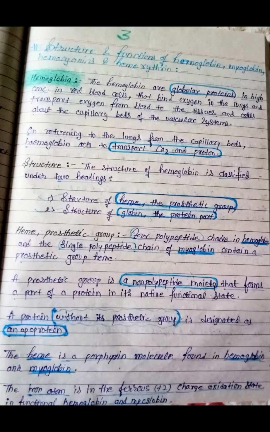Structure. The structure of hemoglobin is classified under two headings, which is structure of heme, the prosthetic group, and structure of globin, which is known as the protein group.